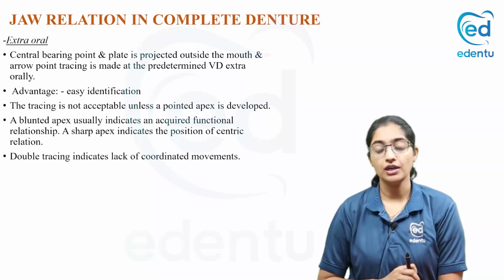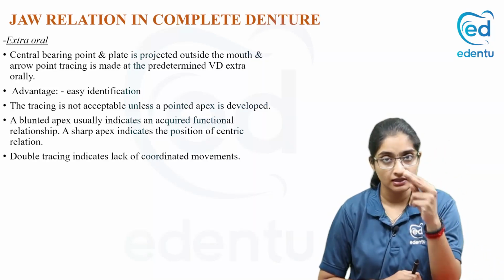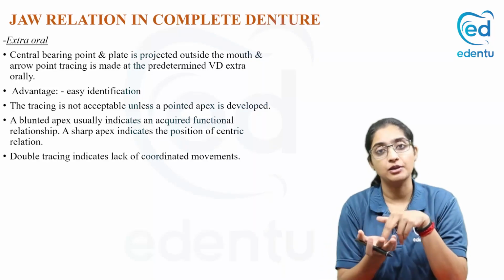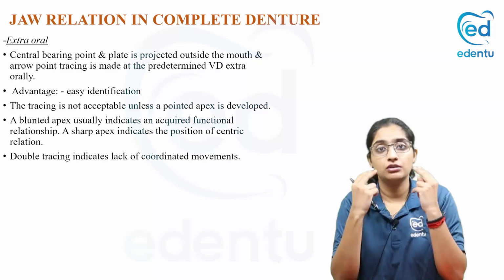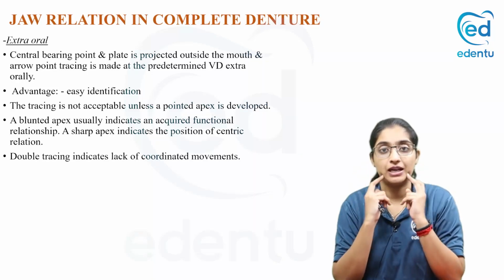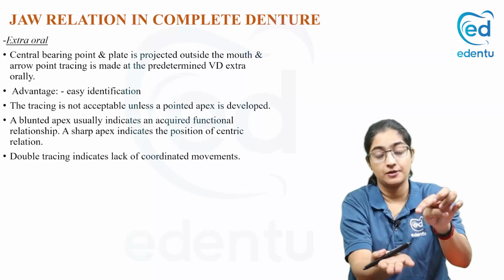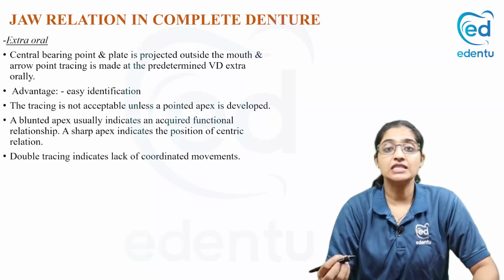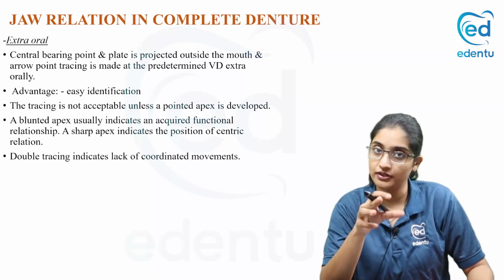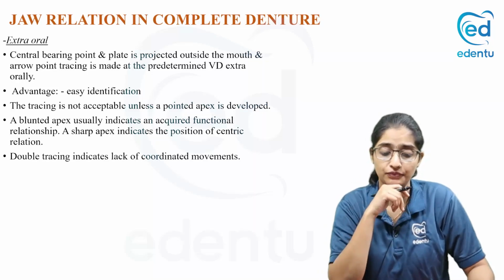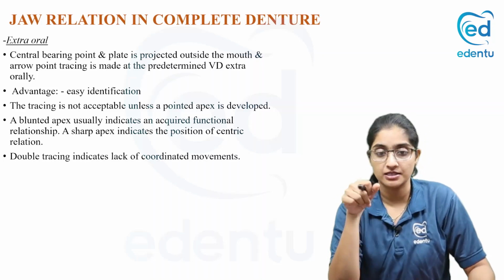Coming to extraoral, what you have is a central bearing point in the maxilla and one in the mandible. So, you are attaching it like a fork to the maxillary occlusal rim on the buccal aspects, and you have a long styli which comes, and then you have the pointer and the plate. Now, when the patient does the movements, you can stand extraorally and view the marking on the extraoral plate. Easy identification. Now, unless there is a sharp pointed arrow, you cannot accept the tracing.